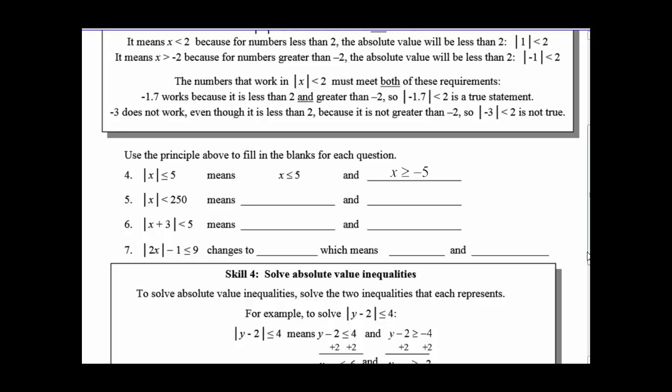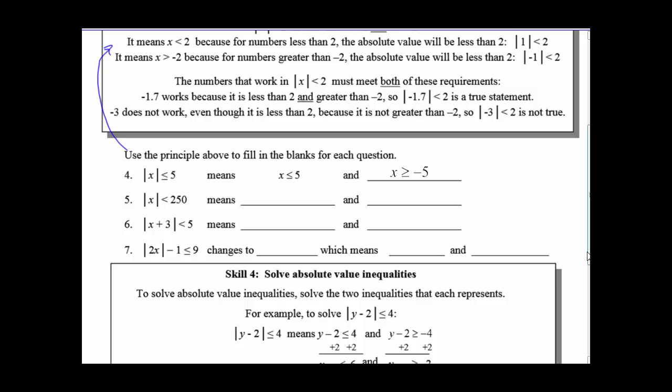So if we jump up to here, what this means when we have those x's, it means that x is less than 2 because the number is less than 2. The absolute value will always be less than 2. Okay. It means that x is greater than negative 2 because numbers greater than negative 2, the absolute value will be less than 2 still. So this helps us get our two equations.